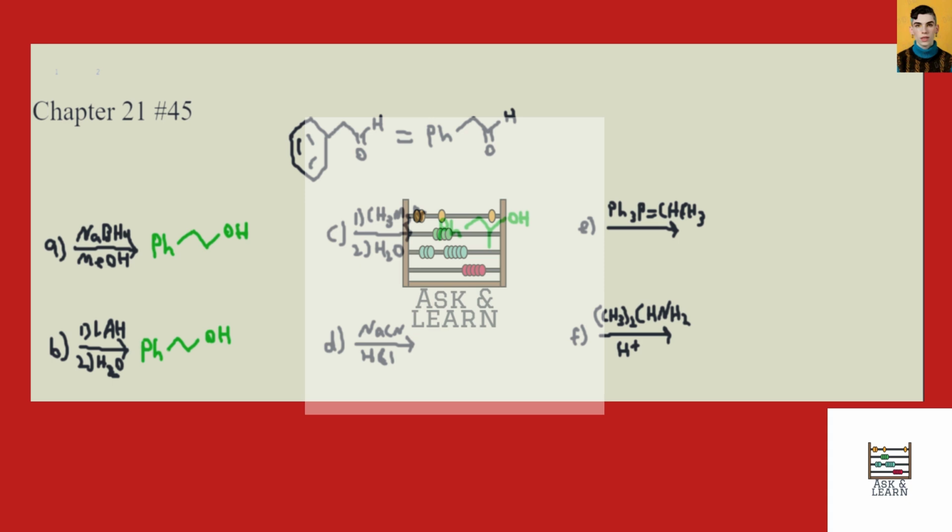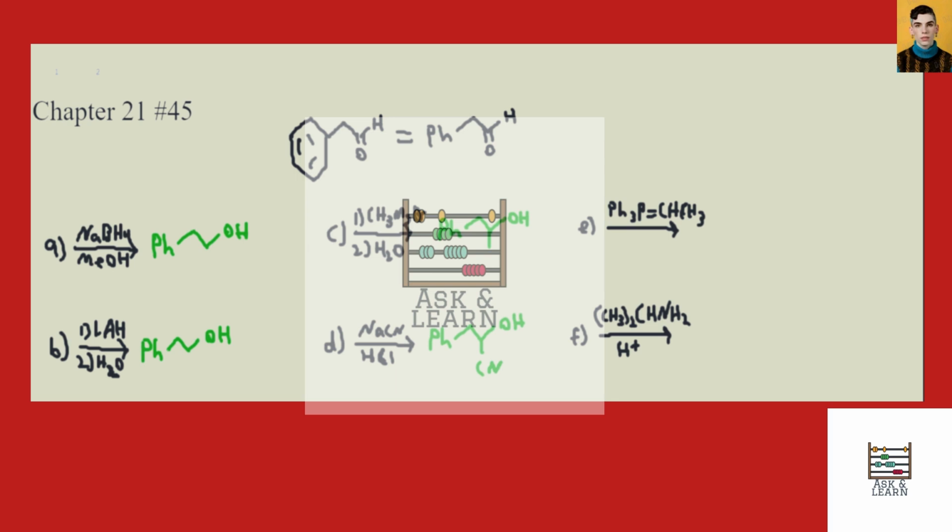Then for D, we are using sodium cyanide and HCl. And so in this case, cyanide is our nucleophile. So we end up with a nitrile and an alcohol. And so that is our product.